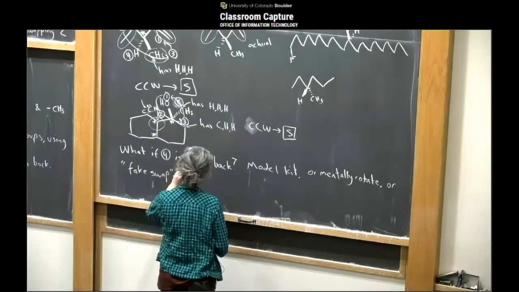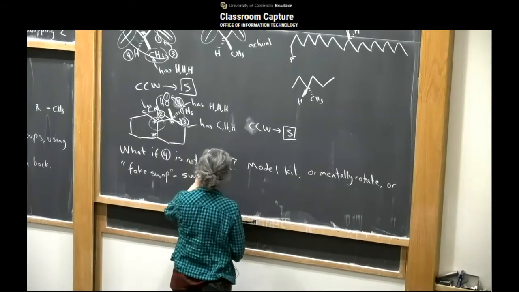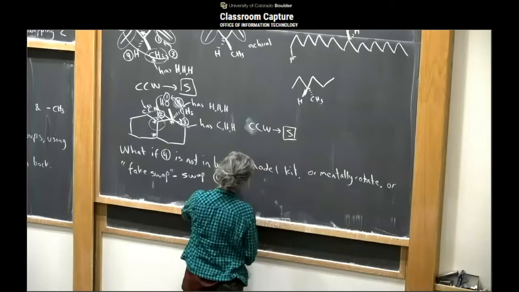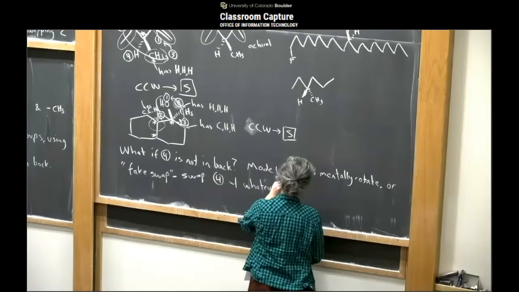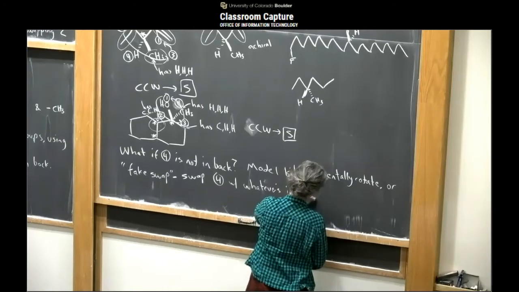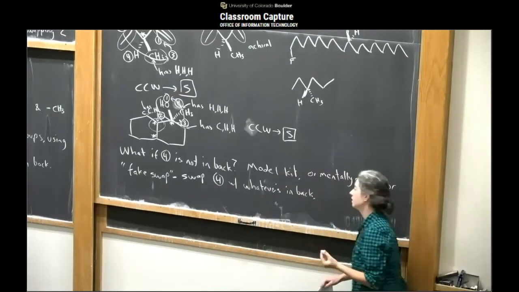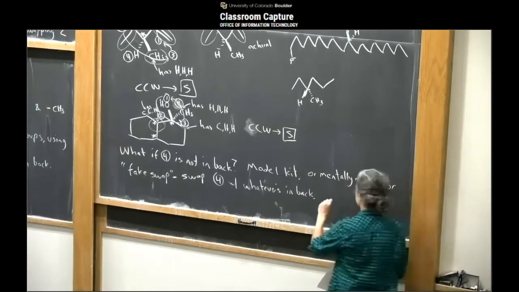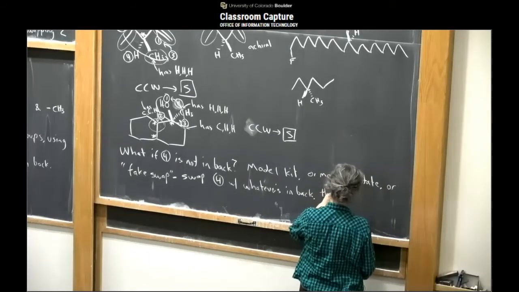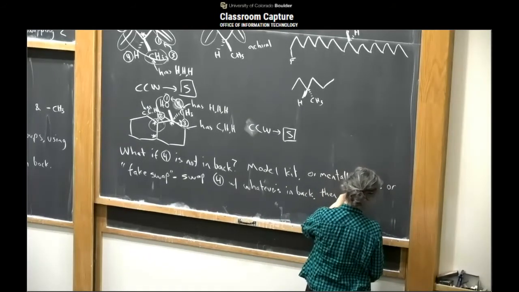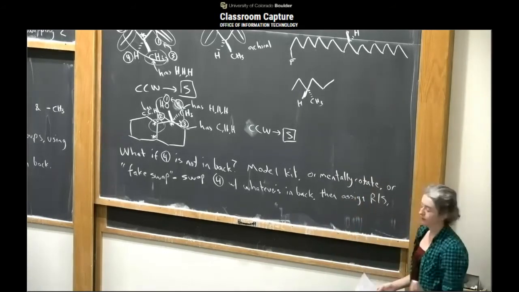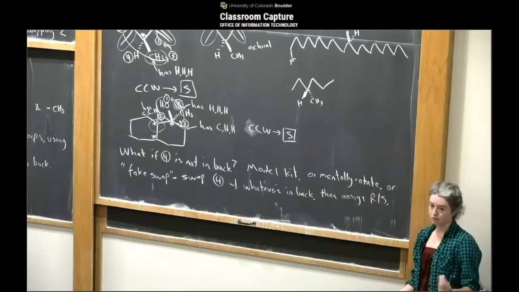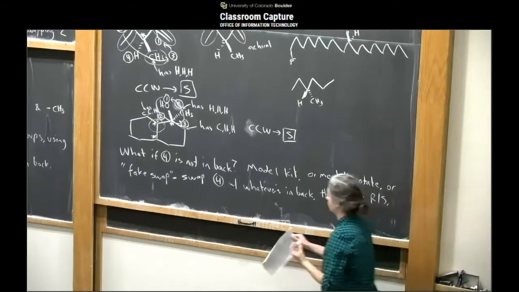So just to write that down: swap group four with whatever's in back. Then we can assign R or S. And then we're going to flip it to the opposite, because we know that we had to swap two groups to get there.